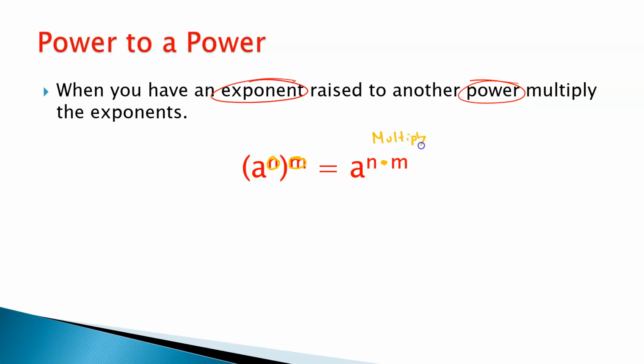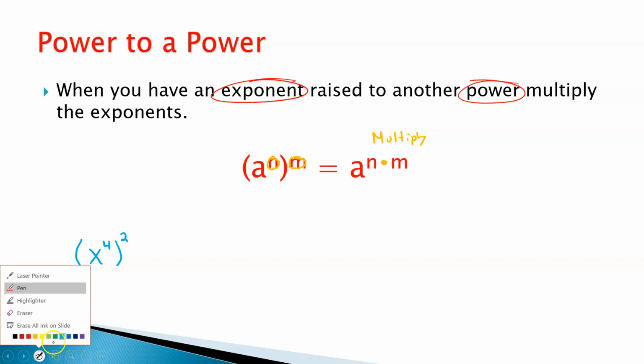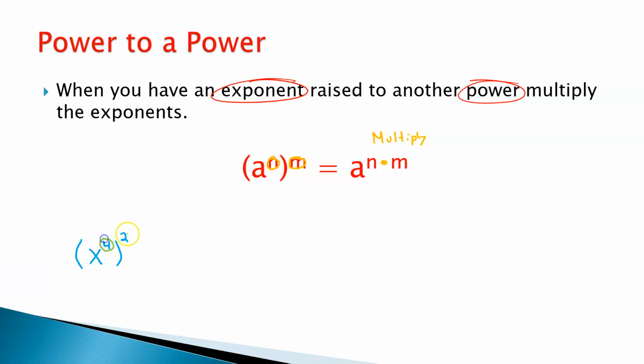We multiply those exponents. Let me give you guys again a couple of examples here. If I give you x to the fourth, and all of that in parentheses to the second power, now notice, we have an exponent being raised to another exponent. So whenever that happens, guys, we're simply going to multiply those together. 4 times 2 gives us 8. This would be x to the 8th power.